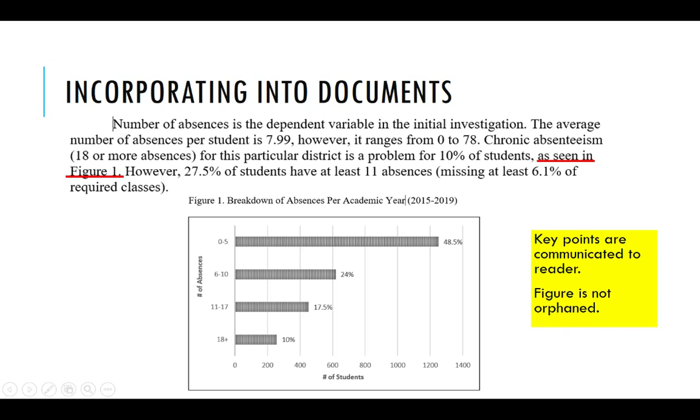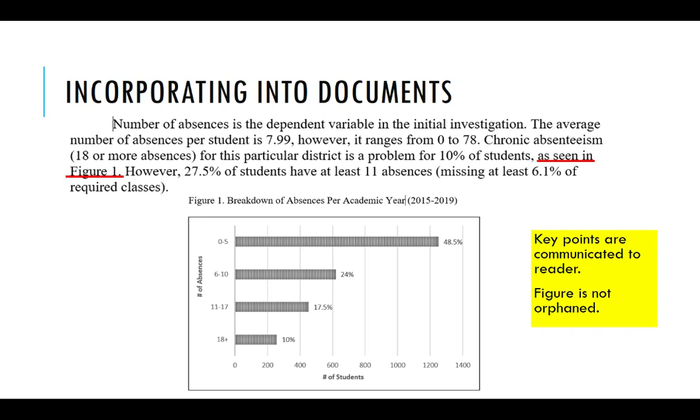So we said number of absences is the dependent variable in the initial investigation. The average number of absences per student is 7.99. However, it ranges from 0 to 78. Chronic absenteeism, 18 or more absences for this particular district, is a problem for 10% of the students, as seen in figure 1. So I'm now pointing to figure 1. Oh, okay, there's a figure here. Great. And I've just told the reader that 10% of students have chronic absenteeism.